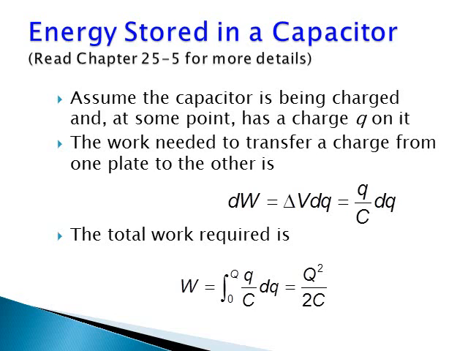And then using the formula for the capacitance, you can write that it is equal to q divided by C times dq. To find the total work required to transfer all charge from the negative to the positive plate, you need to integrate the work for the transfer of each little element of charge. You can calculate this integral quite easily and find that the total work, or the total energy stored in the capacitor, is equal to q squared, the total charge squared, divided by 2 times the capacitance.